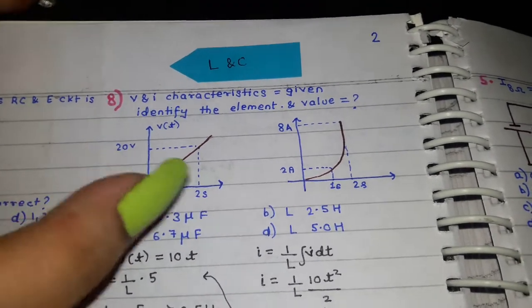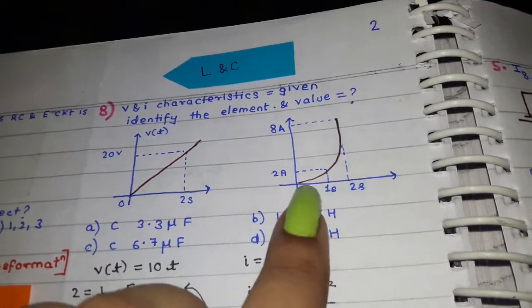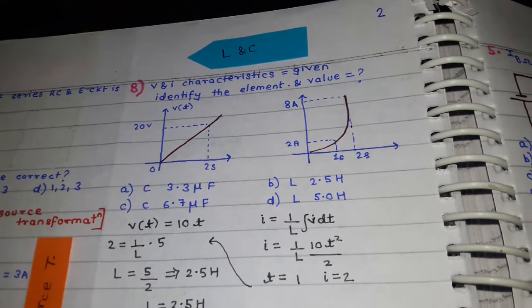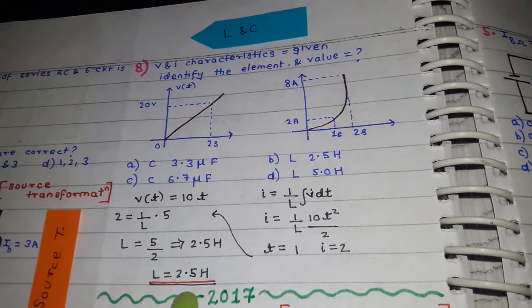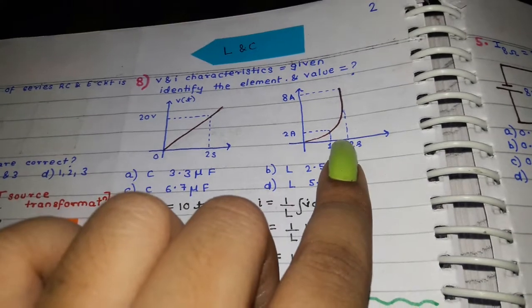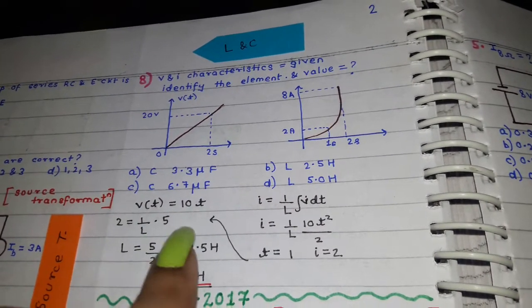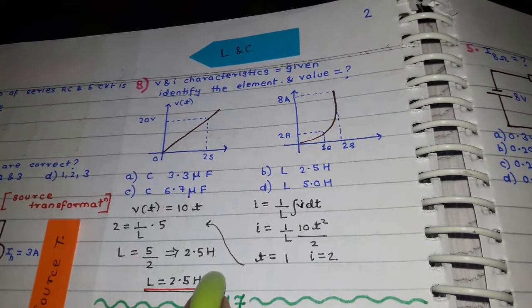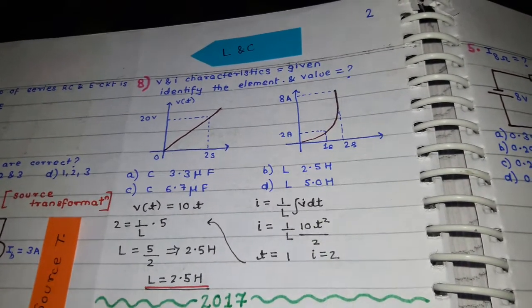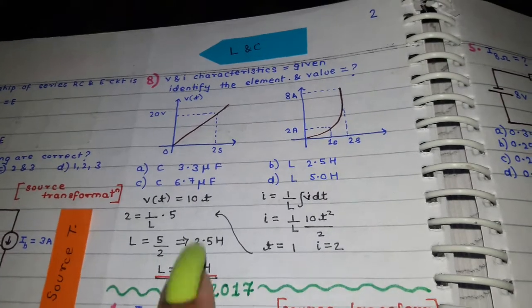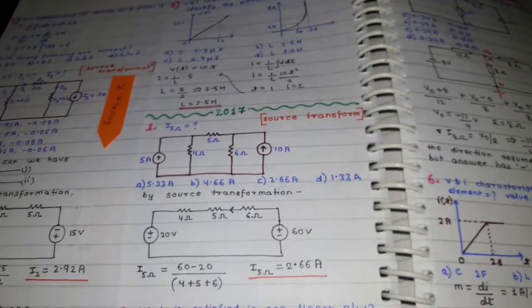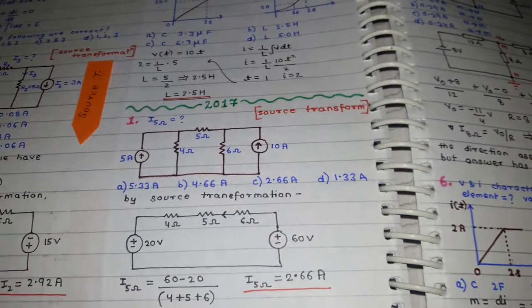As per the graphs, as per the VI characteristics, we know that this is an inductor. This is the VI characteristics of an inductor. So what we do, first we calculate the value of V/T and then we put it into this formula, and then we find out the value of the inductor. Now we are moving forward to the questions from the year 2017.